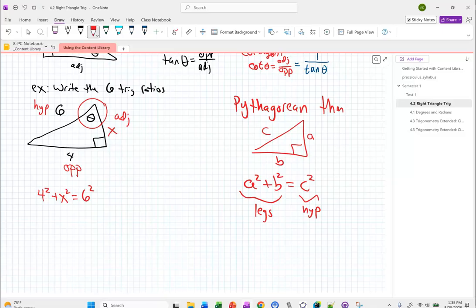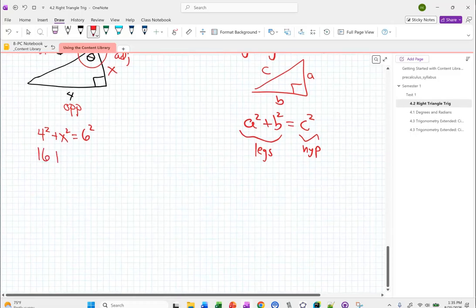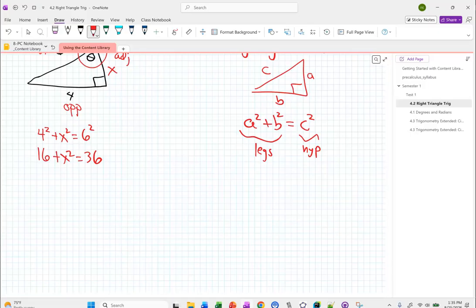Everybody's good? Now to solve this equation for x, the first step would be to isolate the variable. But even before I want to do that, I want to square the numbers, right? I want to simplify those exponents because in the order of operations, exponents comes before addition and subtraction. Before I start moving things to different sides, got to clear those exponents out of there, at least the ones that I can. So 4 squared is 16 and 6 squared is 36.